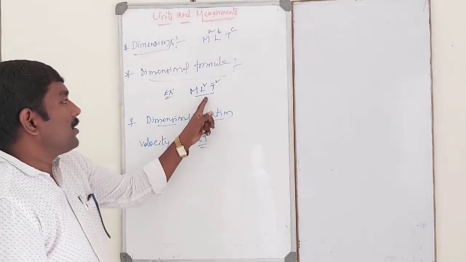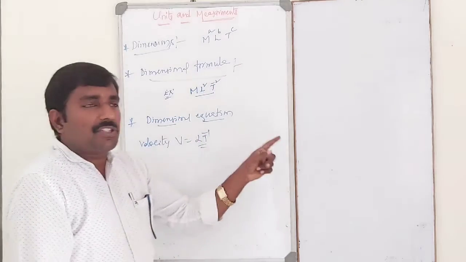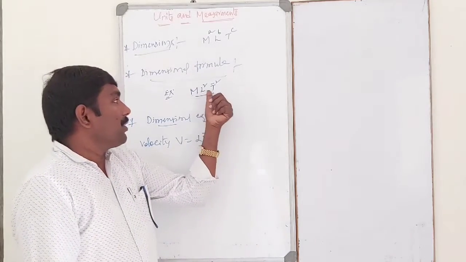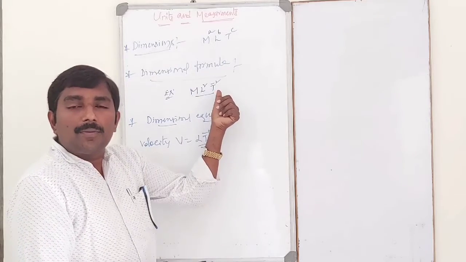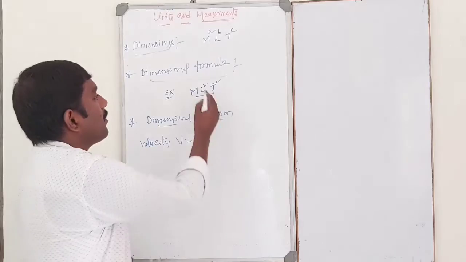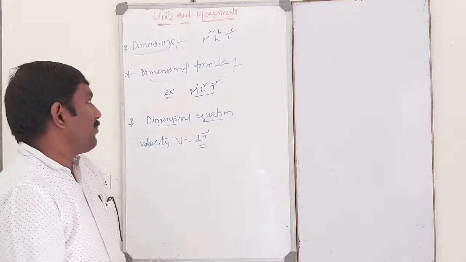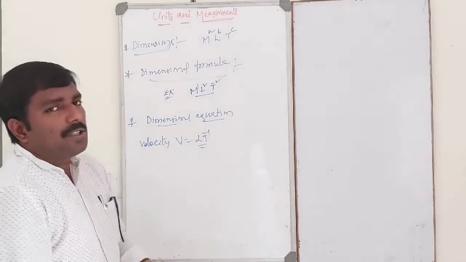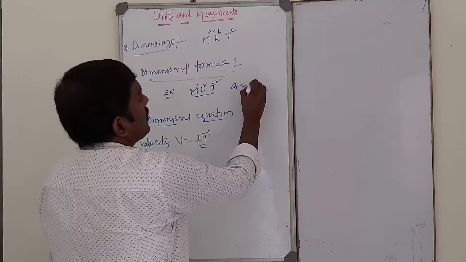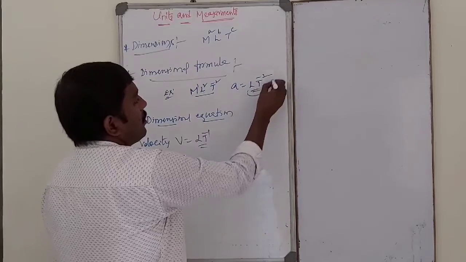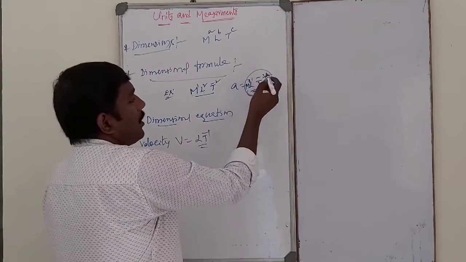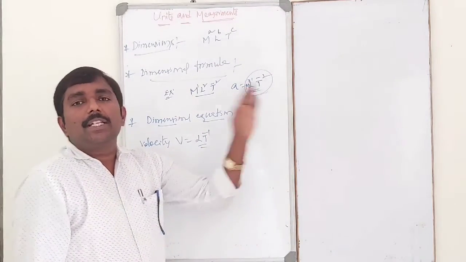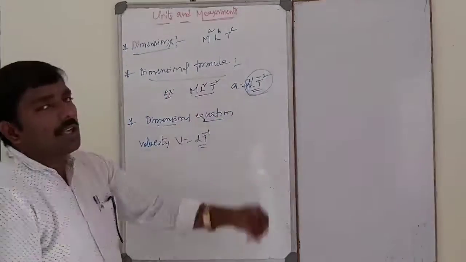Dimensional formula means an expression which represents a physical quantity in terms of dimensions. These are the dimensions, M power 1, L power 2, T power minus 2, and this physical quantity is energy. Similarly, acceleration: M power 0, L power 1, T power minus 2. The physical quantity expressed in terms of dimensions is nothing but the dimensional formula.